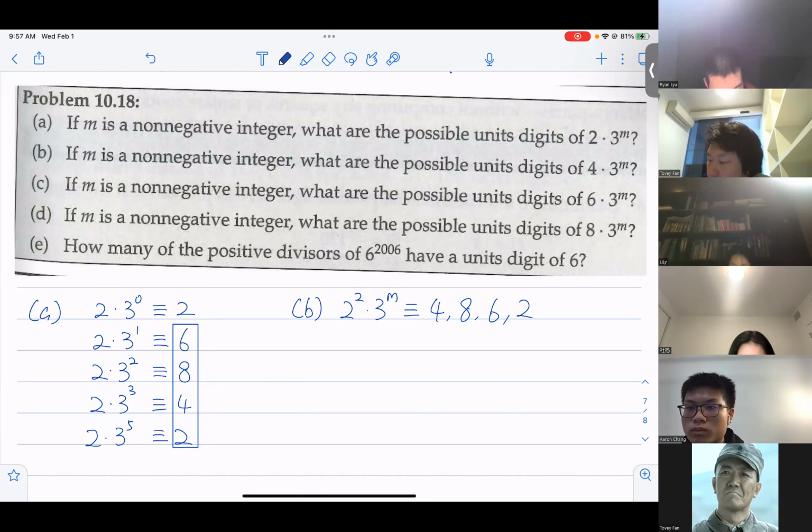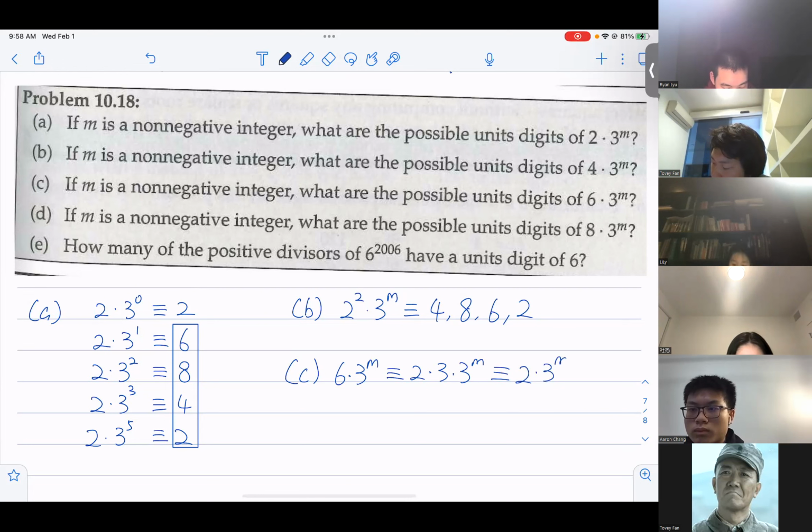Okay, and then C for 6. Well, for 6, it's not really different from question A, right? Because for 6, you can factor out the 3. So it just becomes question A. Make sense? So 6 times 3 to the mth power is congruent to 2 times 3 times 3 to the mth power. So it's congruent to 2 times 3 to the power of m plus 1. So it's the same as question A. So it's the same 4 numbers, still 2, 4, 6, 8.